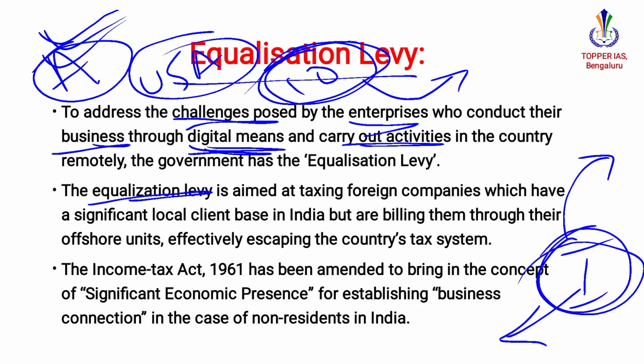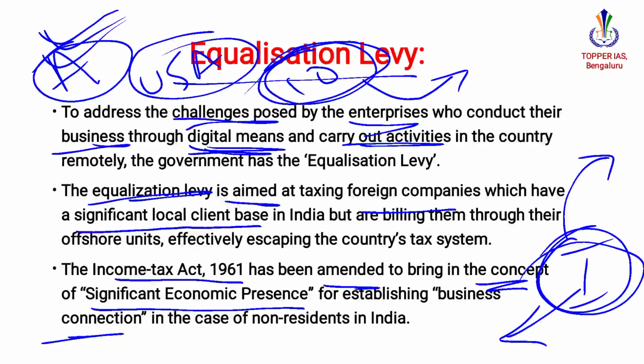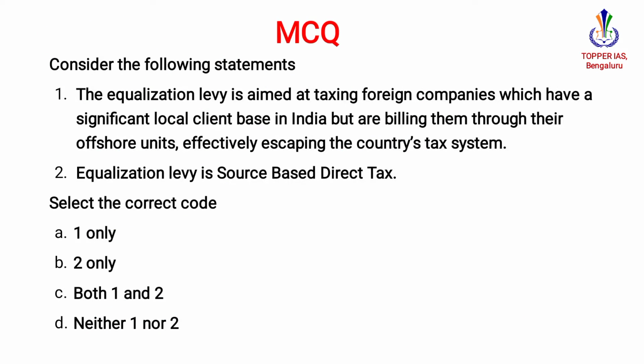This equalization levy is aimed at taxing foreign companies which have a significant local client base, but the billing is done from outside the country, though the sales are inside the country. That's why they should pay equalization levy. The Income Tax Act 1961 has been amended to bring this concept. This significant economic presence establishes a business connection in the case of non-residents. It is aimed at taxing foreign companies with a significant local client base but billing through offshore units, so they do not escape taxation in the country.